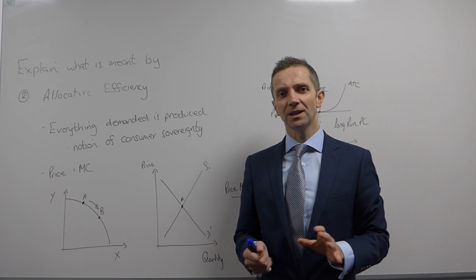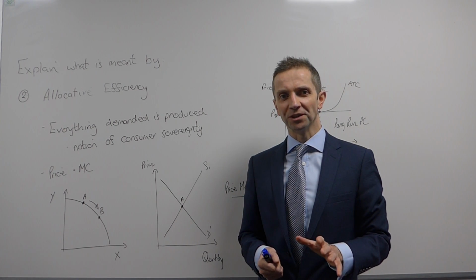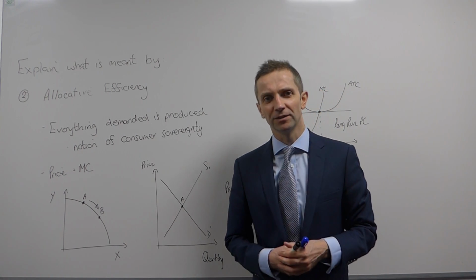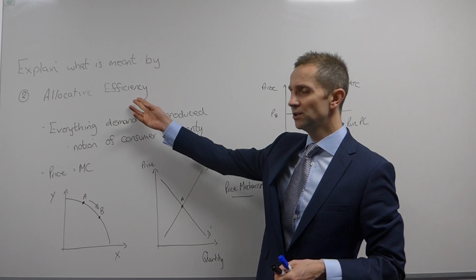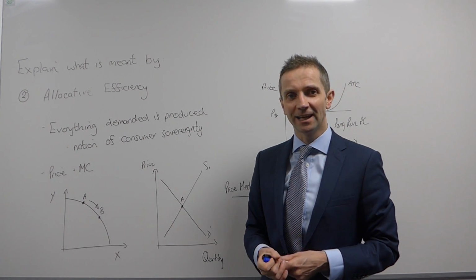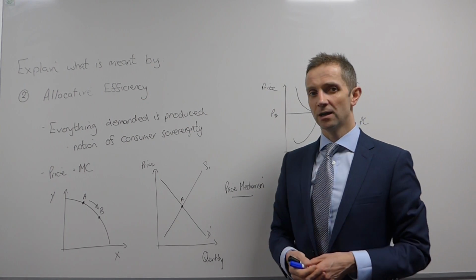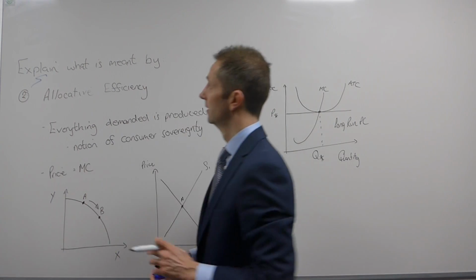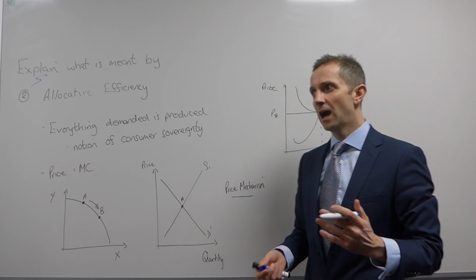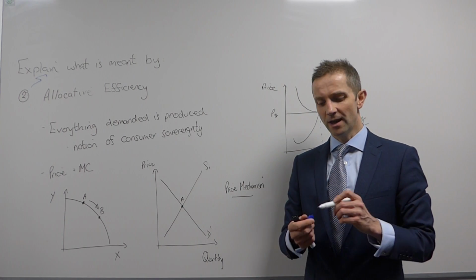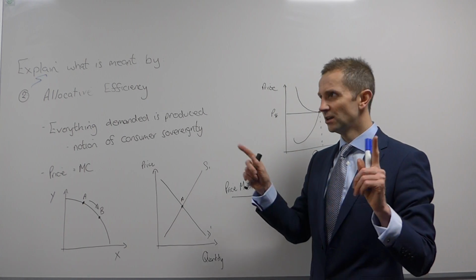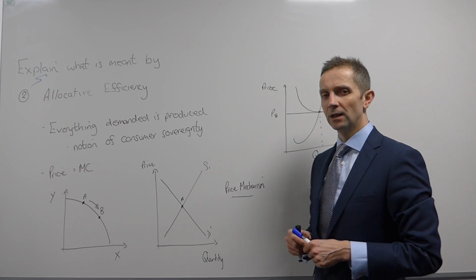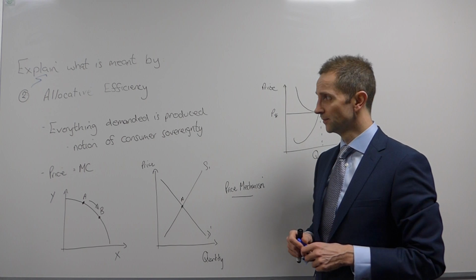Hi guys, in today's video I'm looking at efficiencies, and I'm looking at the second in the series on the OCR A-level specification, which is the whole notion of allocative efficiency. And the criterion on the spec is: explain what is meant by allocative efficiency. So it's that explain directive word, that scratch the surface understanding. So let's get straight into it.